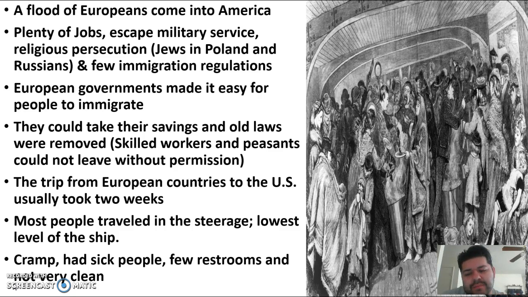Now back in the day with Columbus and the 13 colonies and stuff like that, the ships took a while to get to the New World. Now, thanks to the advancement in technology, they now know how to navigate through the Atlantic. It took about 2 weeks. Now, here's a problem. A lot of the people coming from Europe could not afford a first, second, or third class ticket. They basically had to go to steerage, which is at the bottom of the boat.